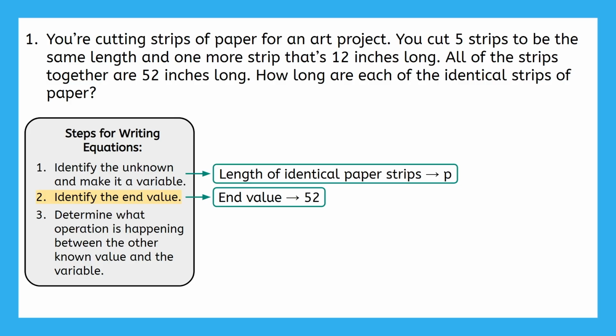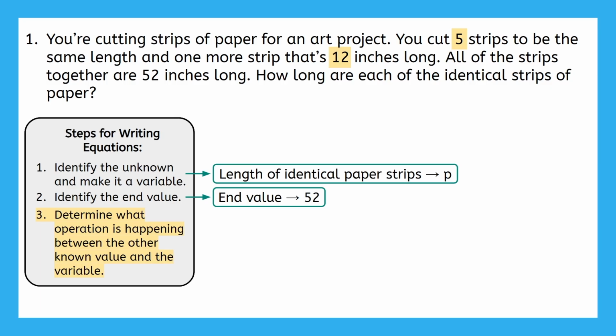It's a total. Our last step is to determine what operation is happening between the other known value and the variable. But there are 2 other known values. We know that we have 5 strips of paper that will be the same length, and we know there will be one more strip of paper that's 12 inches long. How do you think this might impact our equation?